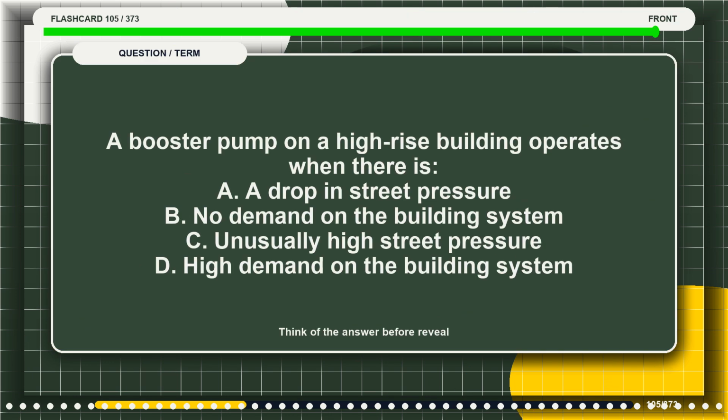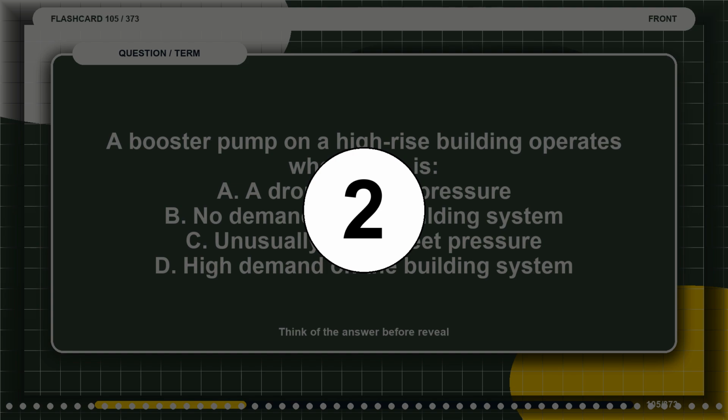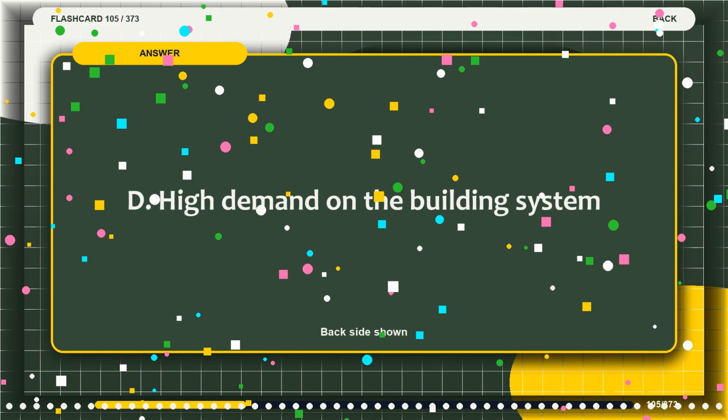Flashcard 105. A booster pump on a high-rise building operates when there is A. A drop in street pressure. B. No demand on the building system. C. Unusually high street pressure. D. High demand on the building system. Think of the answer before the reveal. The answer is D. High demand on the building system.